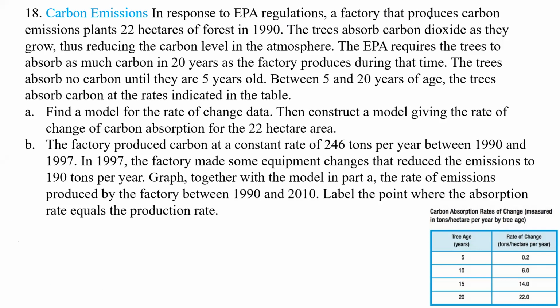All right, so first find a model for the rate of change of data, then construct a model giving the rate of change of carbon absorption for the 22 hectares. So notice this change is per 1 hectare. So that means we're going to multiply by a factor once we get to that second part. So let's start with that.